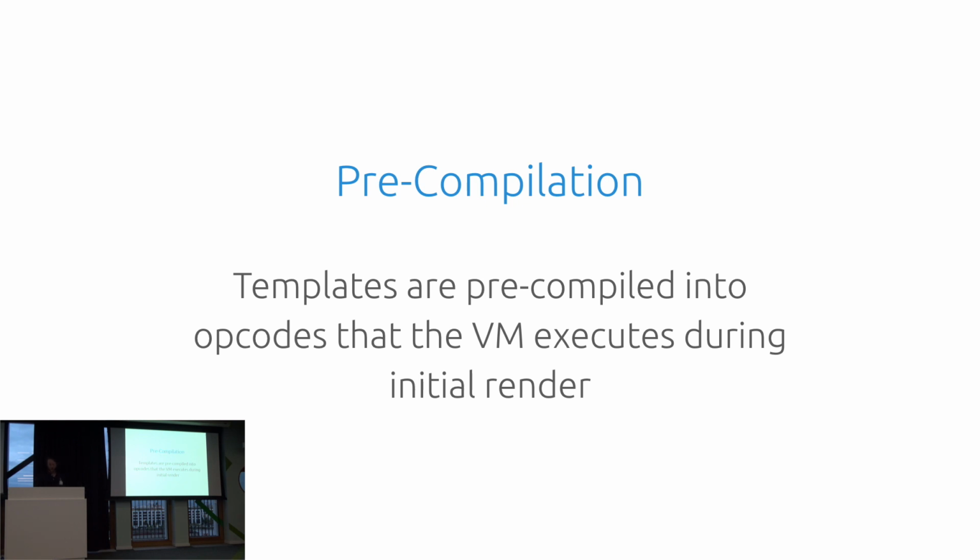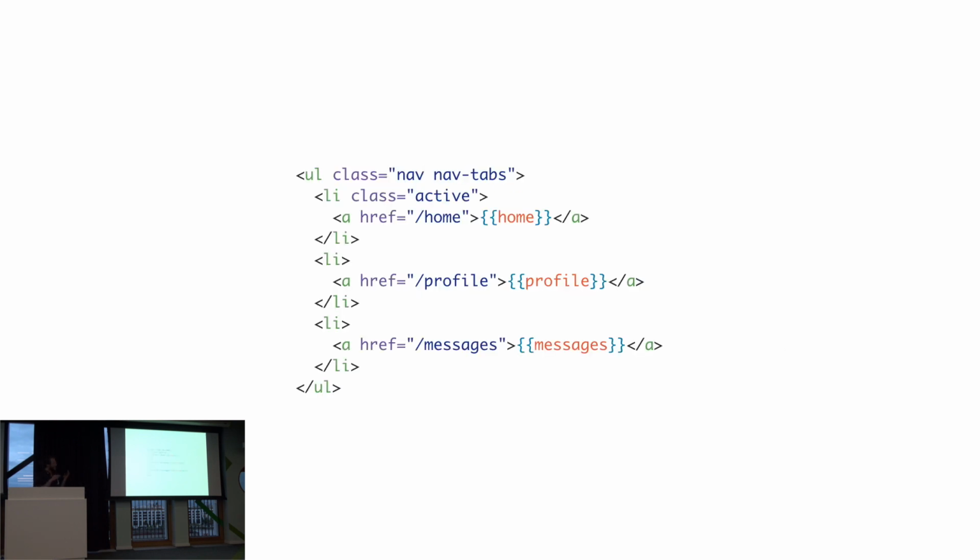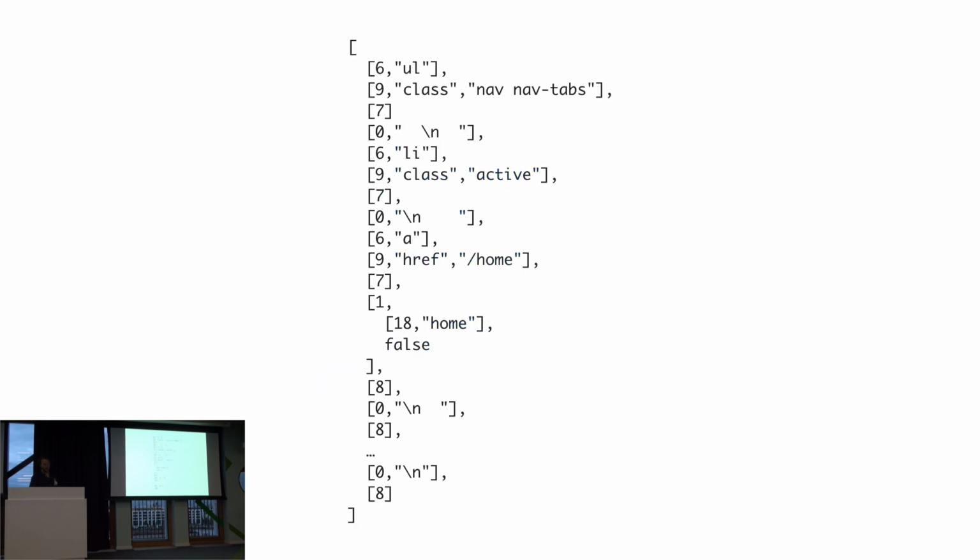Let's look at an example for this. So if we have this handlebars template, and of course, like Ember, Glimmer uses handlebars templates instead of things like JSX or so. So if we have this template, then during the pre-compilation step, this is turned into this set of opcodes. So you see it looks like a one-to-one representation.